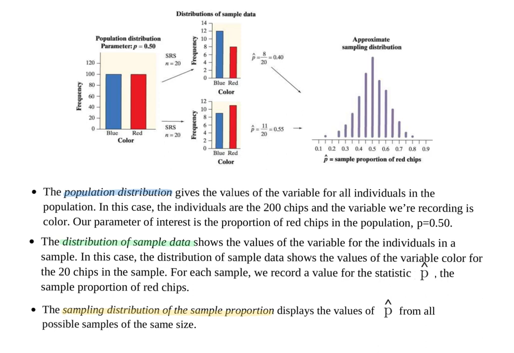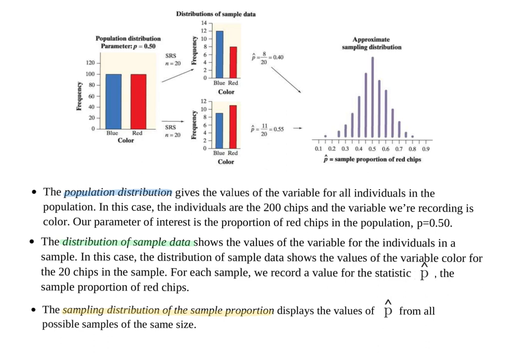The second idea is that the distribution of sample data shows the values of the variable for the individuals in a sample. So the distribution of our data shows the values of the variable color for the 20 chips in the sample. Did you get red? Did you get blue? For each sample, we record the value of the sample proportion, p hat, of the red chips. And then the third idea is that the sampling distribution of a sample proportion displays the values of our p hat from all the possible samples of the same size.